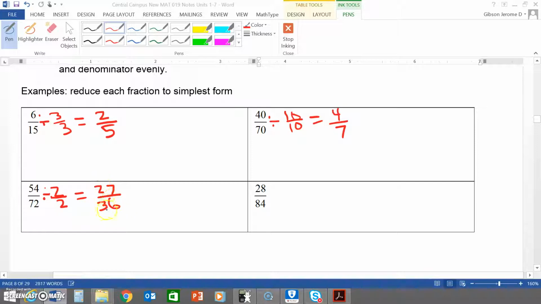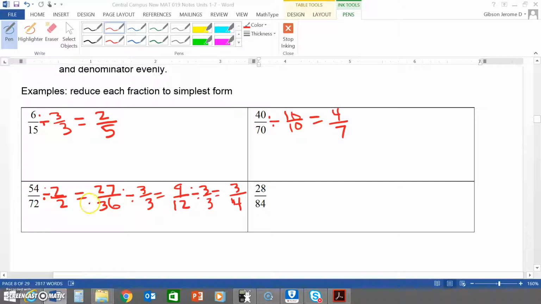Now with 27 and 36, they're no longer both even, but 27 and 36 both have 3 in common. 27 divided by 3 is 9, 36 divided by 3 is 12. Now 9 and 12 also have 3 in common. 9 divided by 3 is 3, and 12 divided by 3 is 4. Now 3 and 4 only have positive 1 in common, so that is finished.